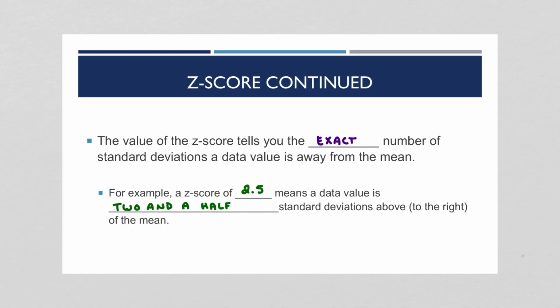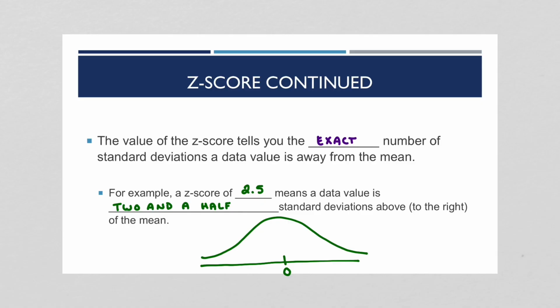Standard deviations above or to the right of the mean. And again, for those who want to add some visuals, how this might look, if we're talking about a standard normal, whenever we are dealing with a z-score, standard normal should pop into your brain, and that tells you that the mean is set at 0.